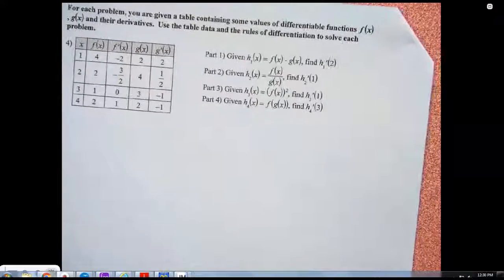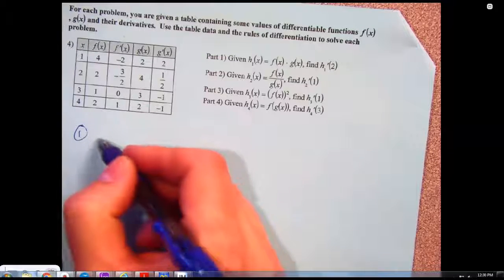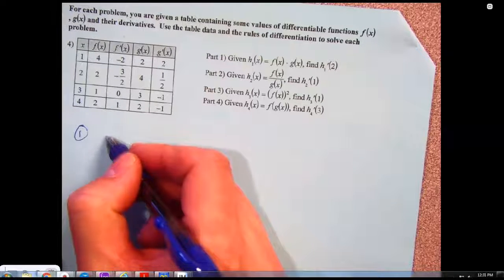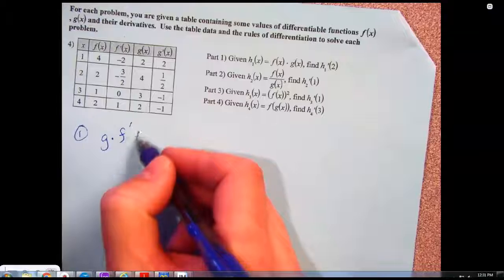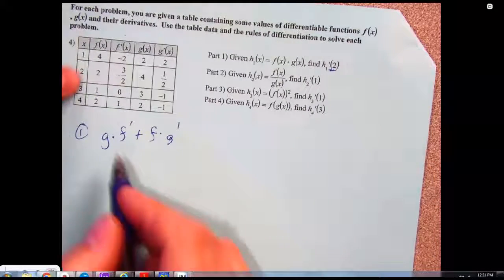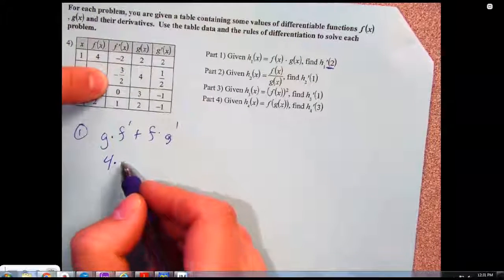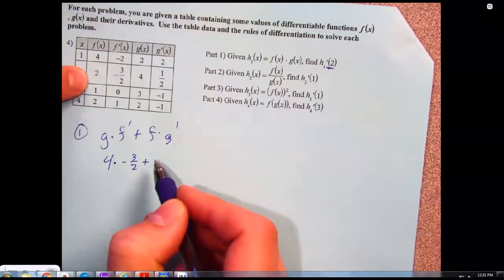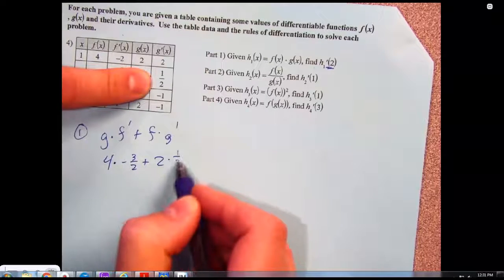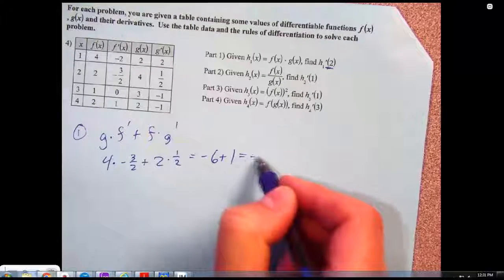Number 4. So the first one is product rule. So second thing times the derivative of the first thing plus first thing times the derivative of the second thing, and I'm plugging in 2 in this one. So g is 4, f prime is negative 3/2, f is 2, g prime is 1/2. So that's negative 6 plus 1, which is negative 5.